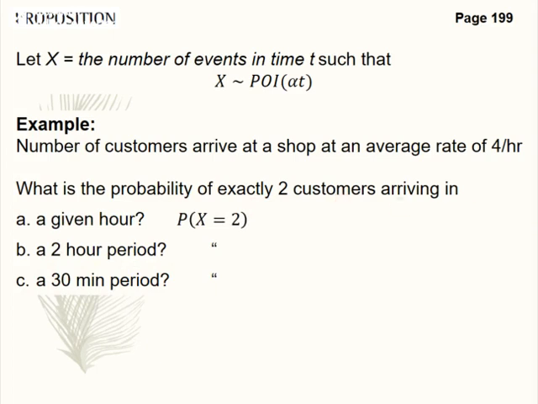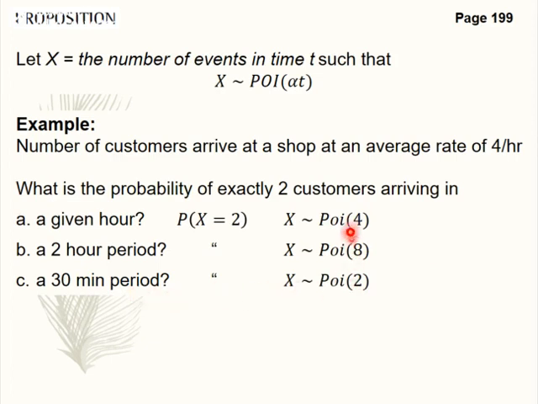If you wanted to find the first probability in A, you would use a Poisson with parameter 4, because this is 4 per hour. That's what you do in this case. What would you use for B? If you wanted to find the probability of two customers in a 2 hour period, this time was given for a 1 hour period. So if it's a 2 hour period, then you're going to use a Poisson 8. For the last one, you're going to use a Poisson 2 because it's half the time.